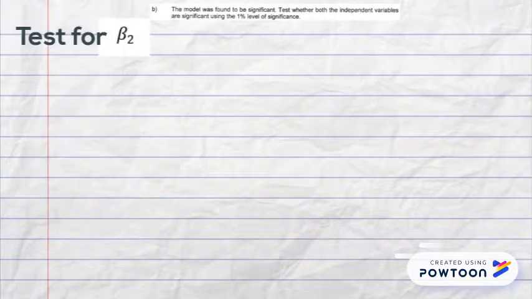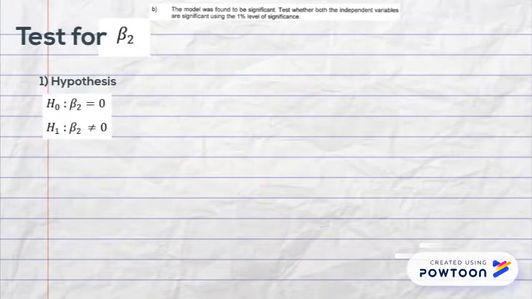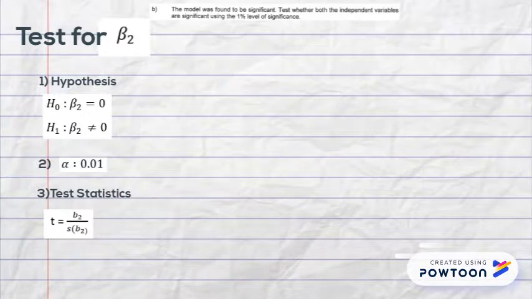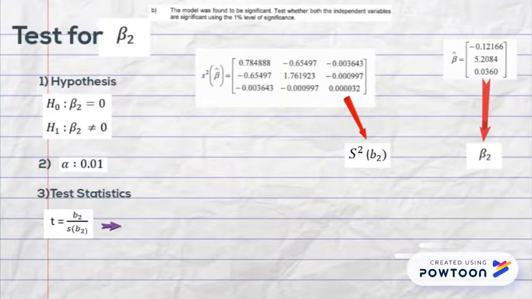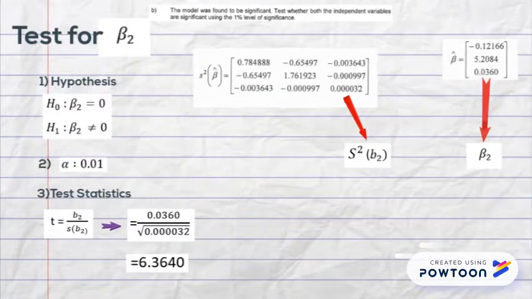The test for B2 is as follows. For the value of B2, we can get it from the matrix of beta, and as B2 can be found in the matrix of S squared B, but we need to square root the answer first. The value of T for the test statistic is 6.3640.